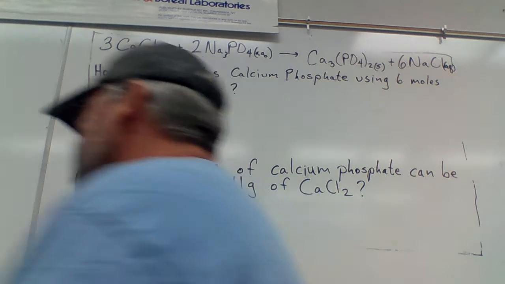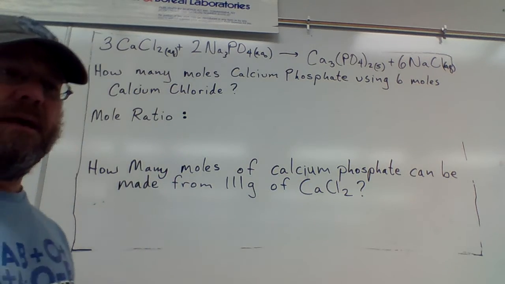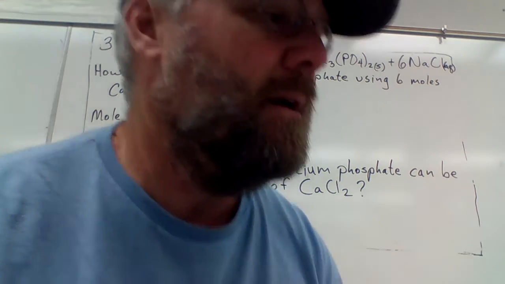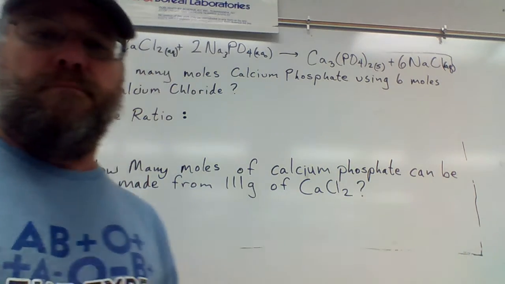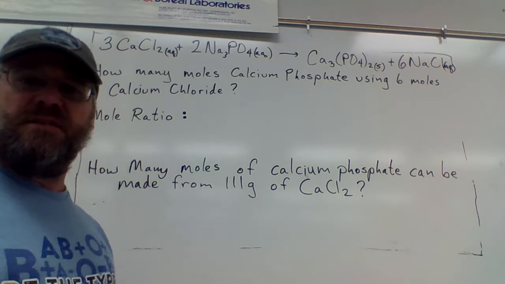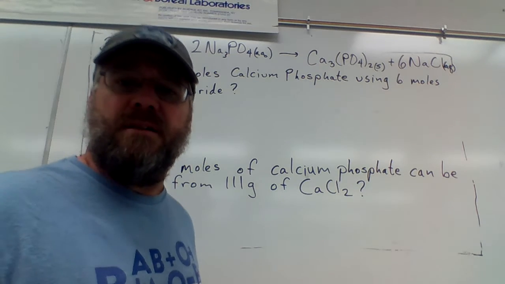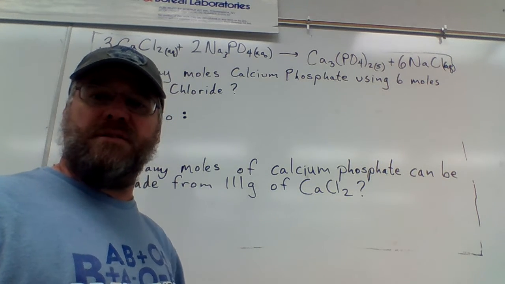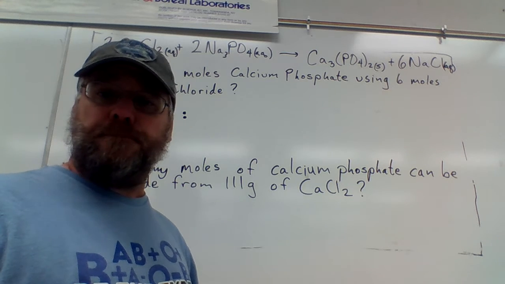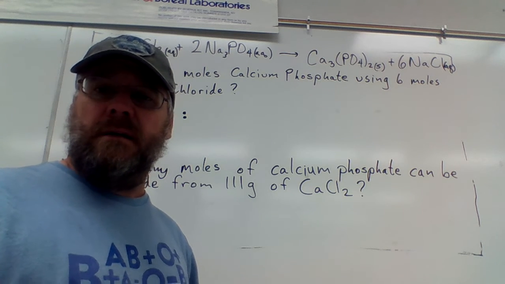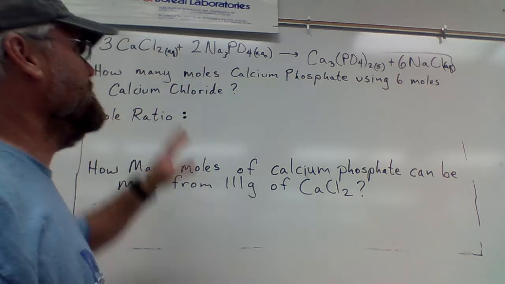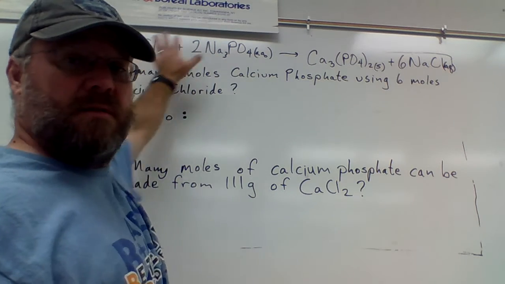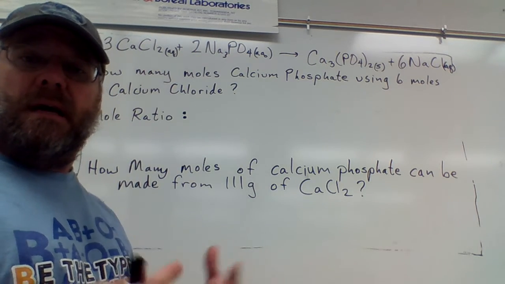The first one, this was your chem catalyst. It just said, hey, I've got 3 calcium chlorides plus 2 sodium phosphates react to make a calcium phosphate and 6 sodium chlorides. Again, this is 2 aqueous solutions coming together.